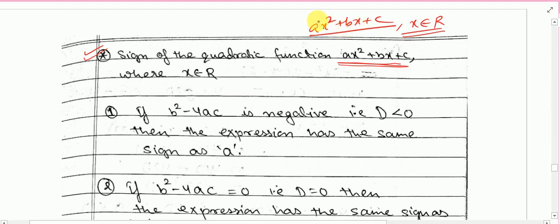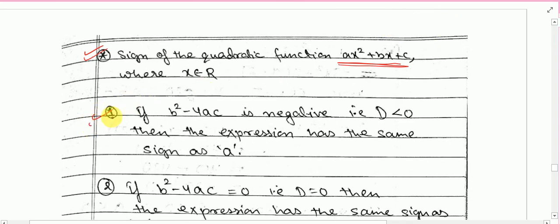Now we will discuss its sign, meaning will it be always positive or negative, or for a few real numbers it will be positive and for a few it's negative. So we will discuss when this quadratic function will be only positive or only negative no matter what real number you take, or we'll see for what values it can be positive and for what values it can be negative. So let us see this.